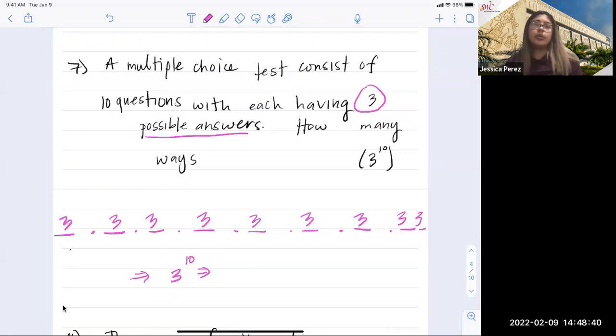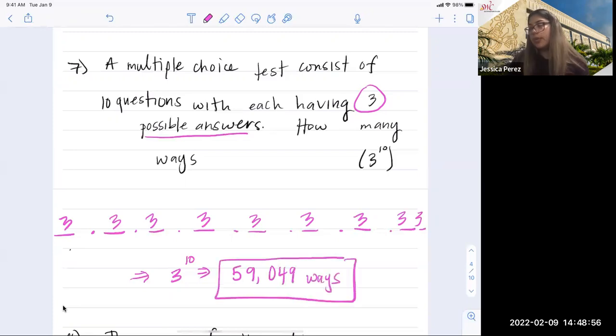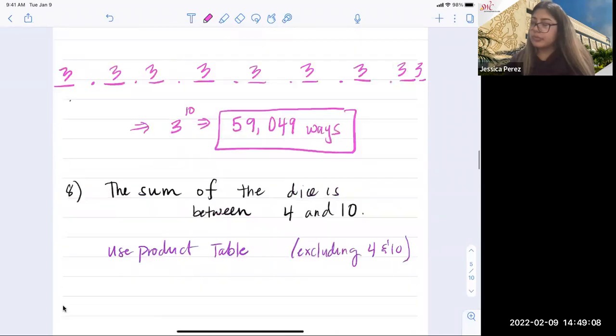And again, you're using your calculator here. You have 3 raised to the 10th. That looks like 59,049 ways. This is when you have a multiple choice test consisting of 10 questions with each having 3 possible answers. So it'd be 3 raised to the 10th.